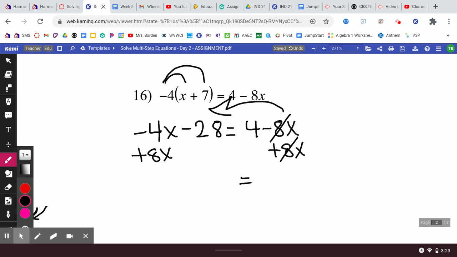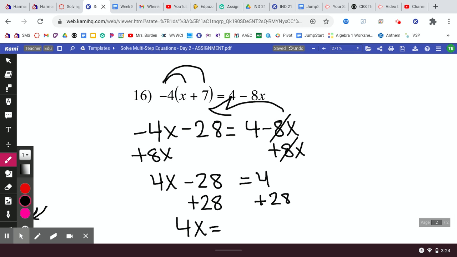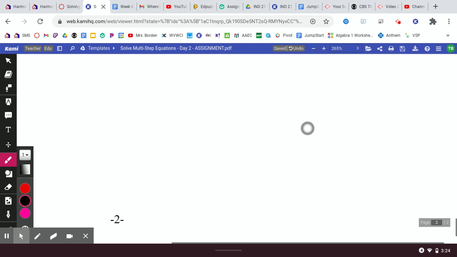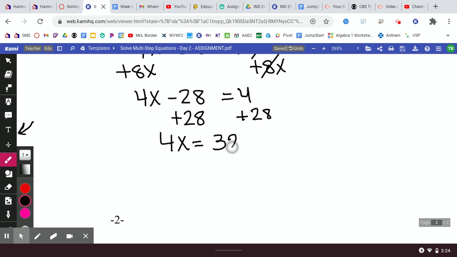Okay, that's gone. So over here, all I have left is the 4. On my left side, I've got negative 4x and positive 8x, which comes to positive 4x. Signs are different, so you subtract and take the sign of the bigger number, which is a positive here. And then I didn't do anything with that negative 28. Now I'm going to move the 28. It's a negative, so I'm going to add it and add it. And that gives me 4x equals 4 plus 28 is 32.